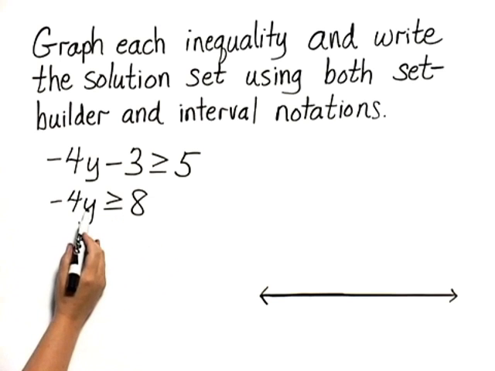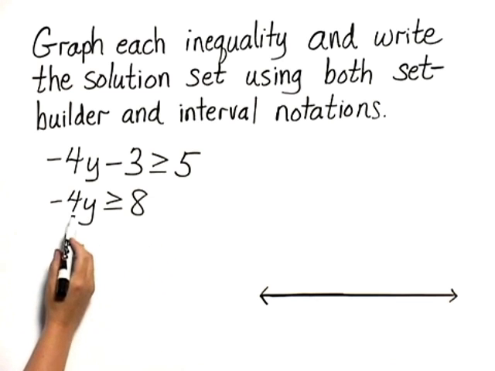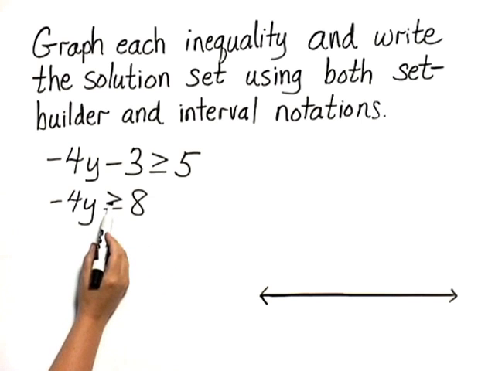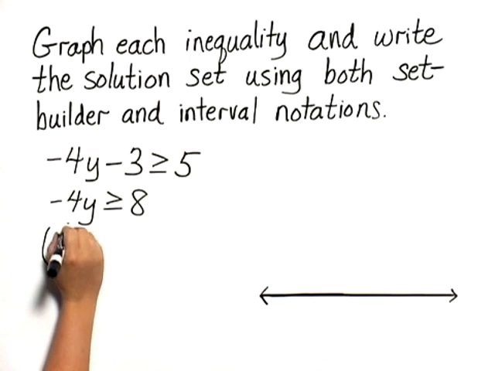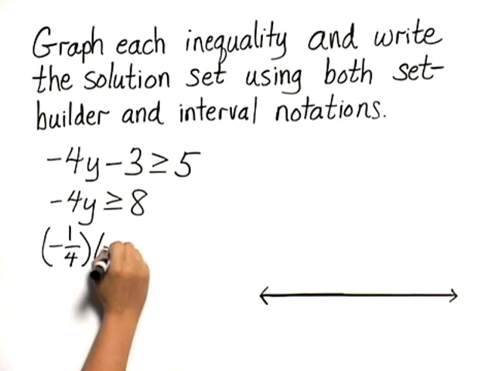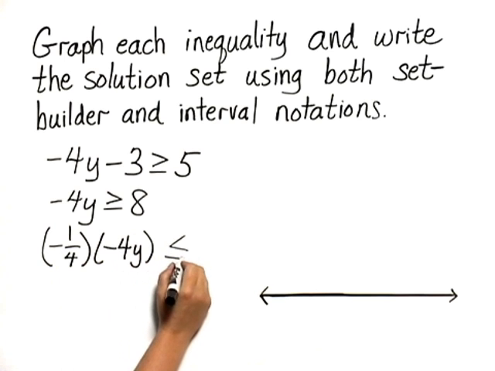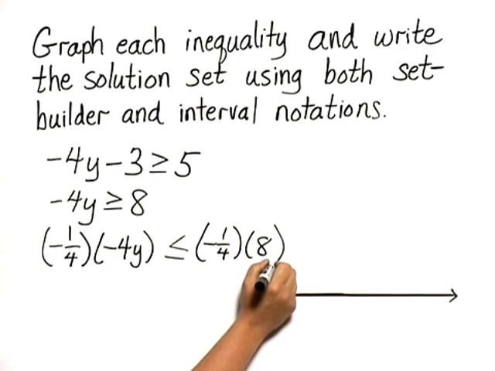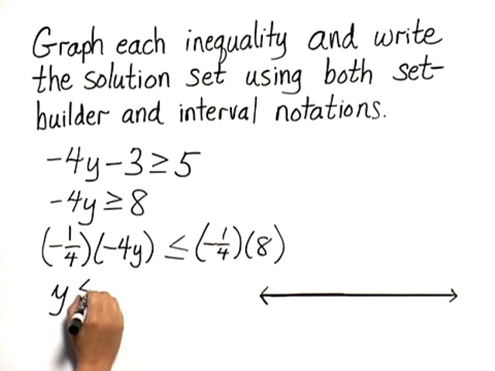Now, in order to solve for y here, I'm going to multiply both sides of the inequality by negative 1/4. Whenever we multiply an inequality on both sides by a negative number, the direction of the inequality symbol must change. So I'm going to write negative 1/4 times negative 4y, and now I'm going to write that that is less than or equal to negative 1/4 times 8. Negative 1/4 times negative 4 is 1, so y is less than or equal to negative 2.